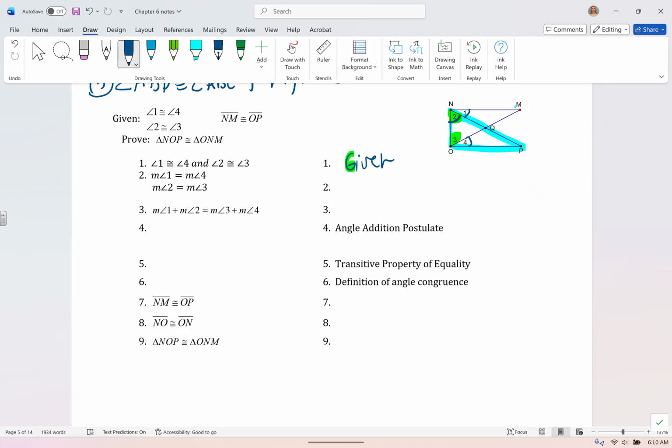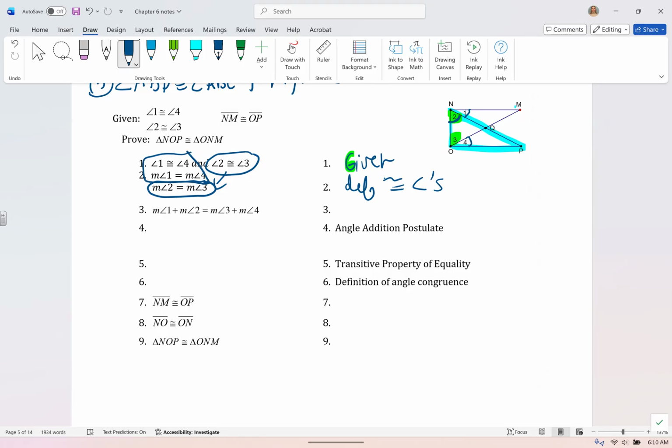So they're going to go through some formal steps here. Okay, this is kind of a big old proof. So if we know that angles 1 and 4 are congruent, well, we also know that the measures of angle 1 and 4 are equal. Okay, so that would be the definition of congruent angles. Okay, so notice this goes to here. So that means definition of congruent angles. And so same with this goes to here, definition of congruent angles.